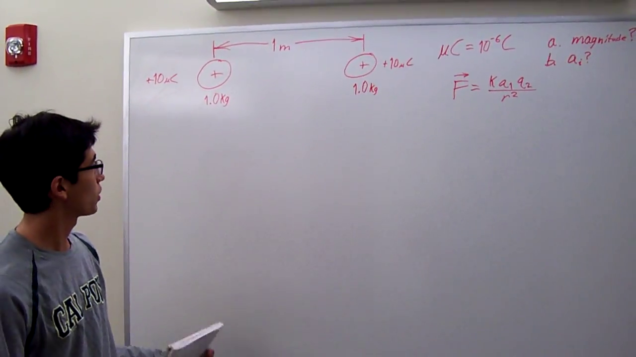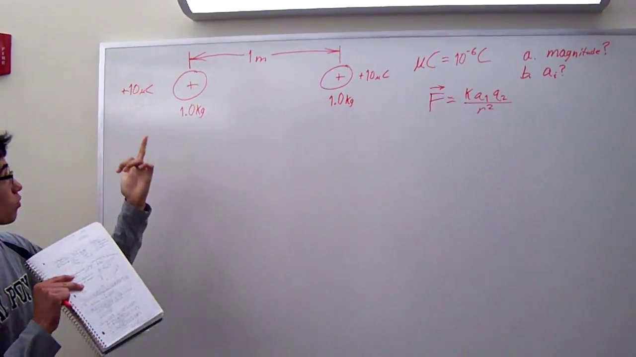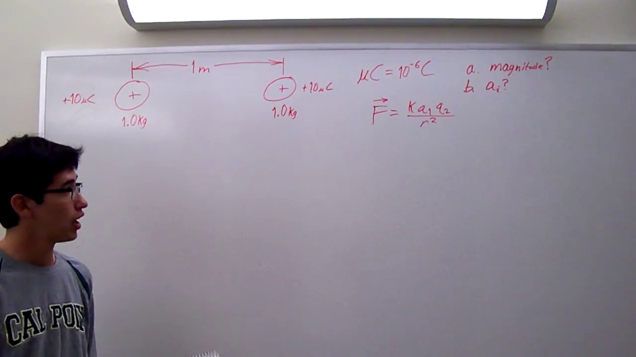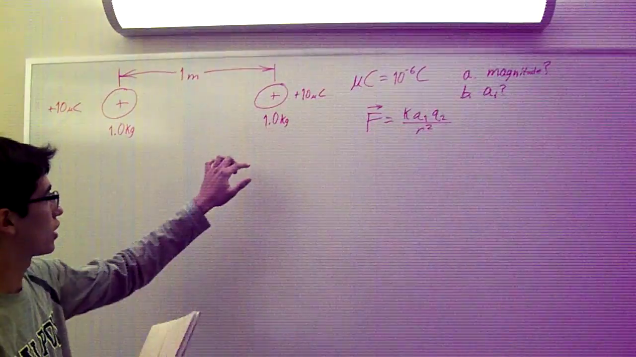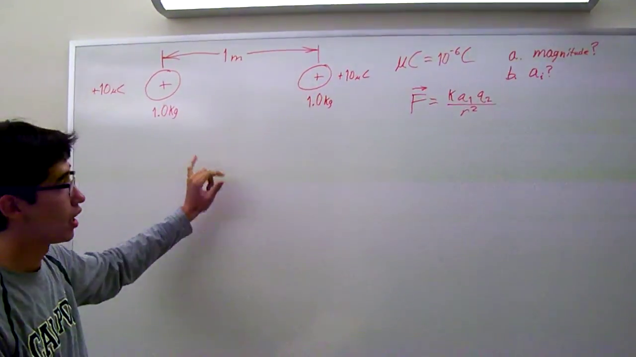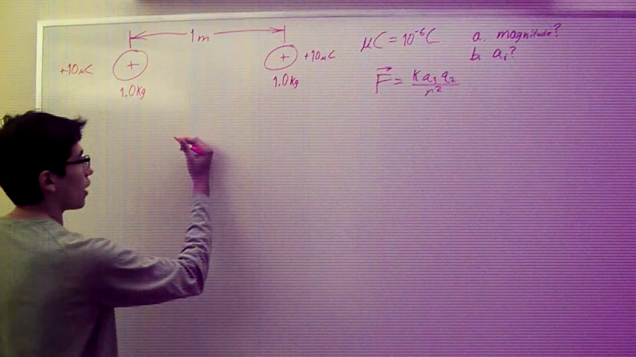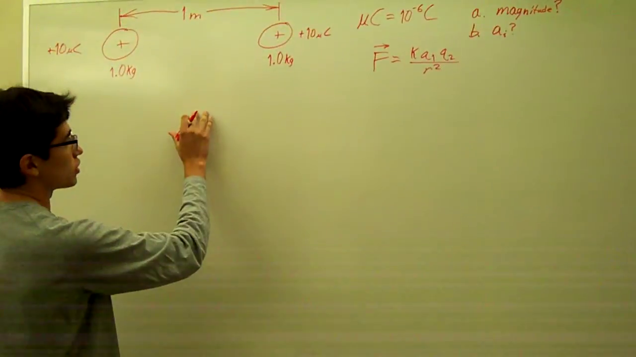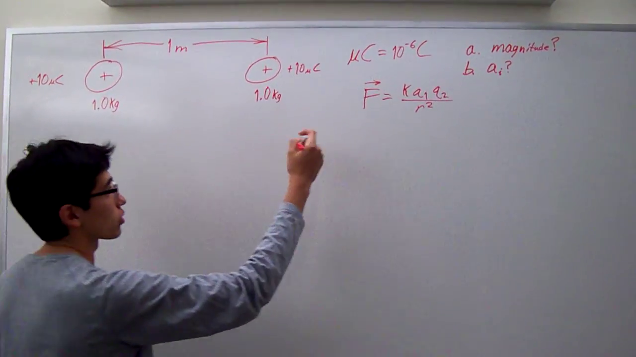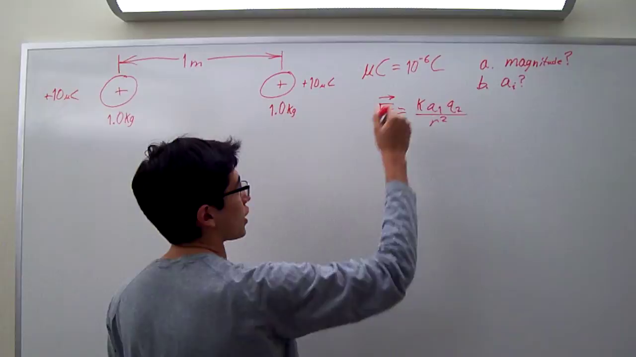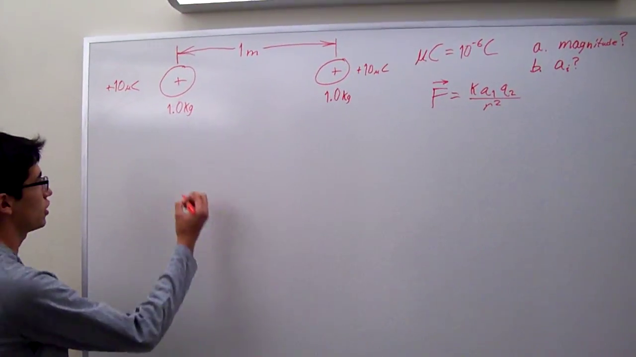Okay, so here we have two 1 kilogram masses on a frictionless table, 1 meter apart, center to center. Now, the first thing we're going to do here is find the magnitude that one of these forces has on the other, for which we are going to use Coulomb's law. The charge on both of these is 10 microcoulombs, which is, a microcoulomb is 10 to the negative 6 coulombs. So we're just going to plug this in.